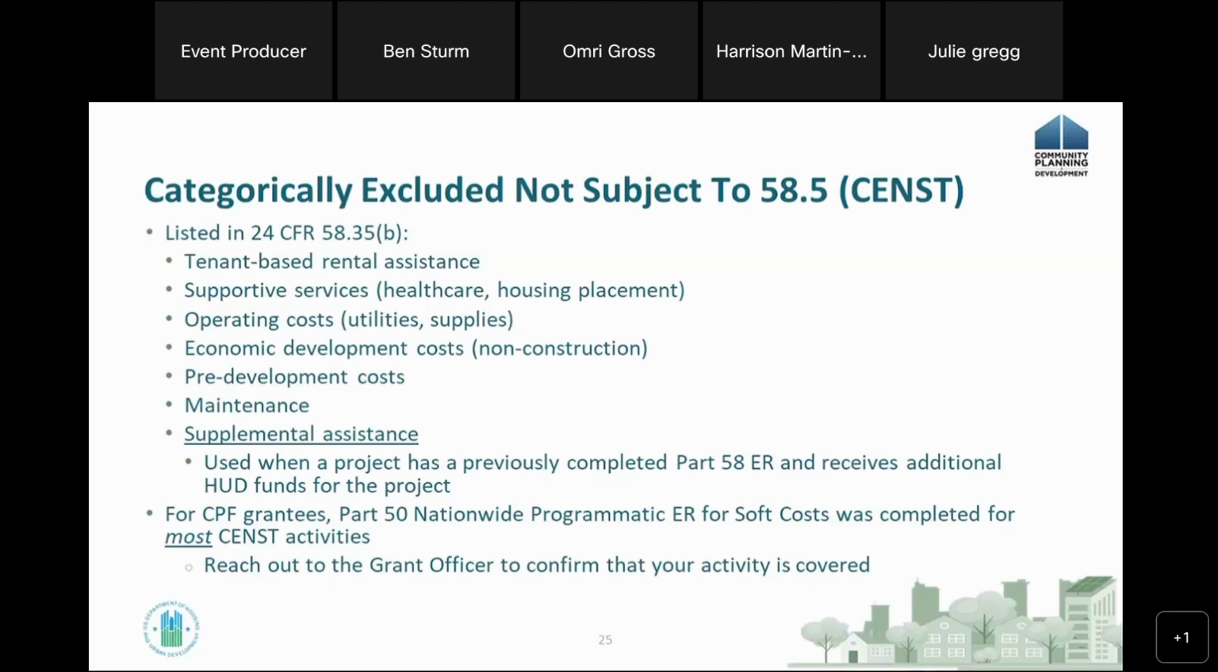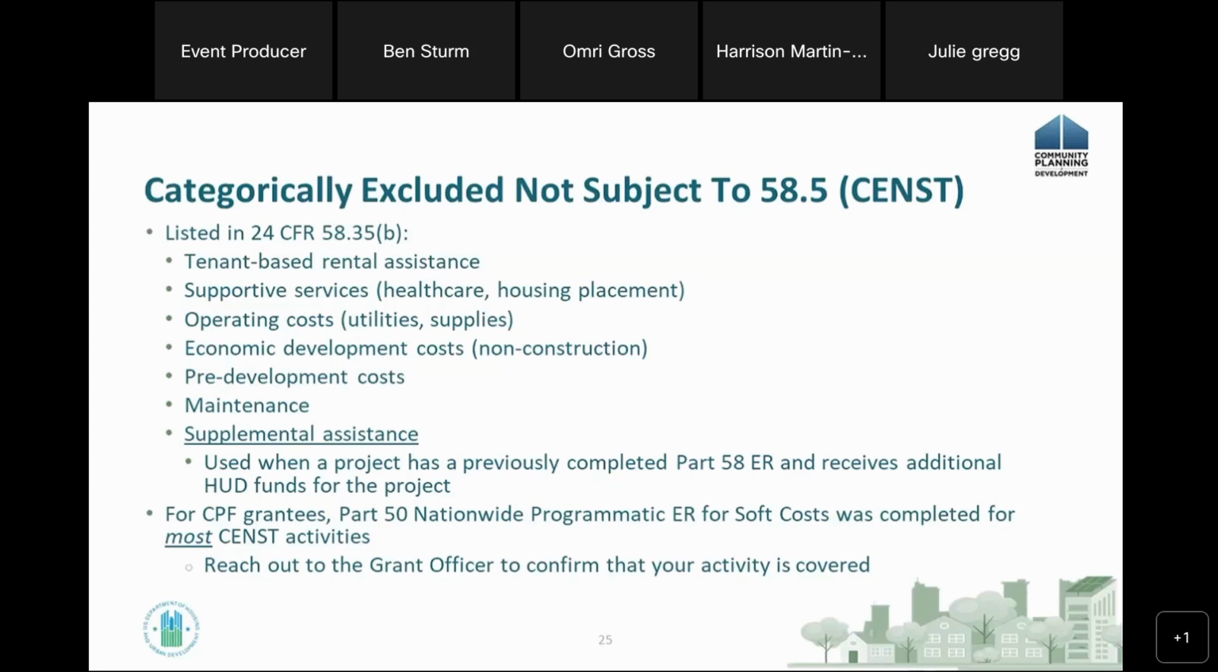So to clarify, a fixture is an object that is physically attached to the building and cannot be removed without causing permanent damage, including electrical systems, plumbing, kitchen cabinets, and staircases. So if fixtures are replaced or any other activities that rise above the definition of maintenance are involved, that project cannot be CENST.